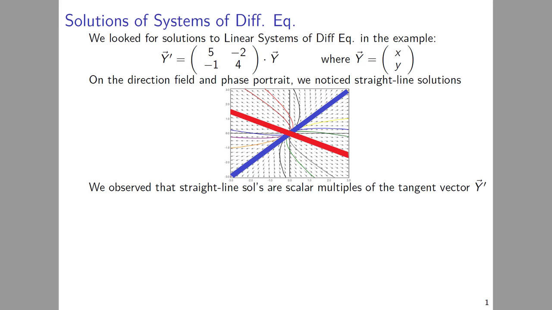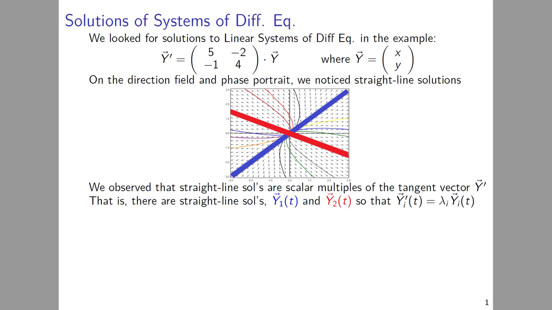We observed that on these straight lines, the position vector y points in the same direction as the direction vector y prime. That is, the straight line solutions y are scalar multiples of the tangent vector y prime. In other words, there are straight line solutions y1 and y2, so that yi prime is equal to lambda i times yi, for i equals 1 and 2.